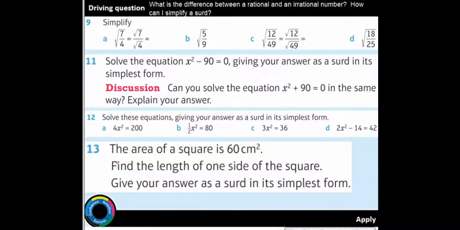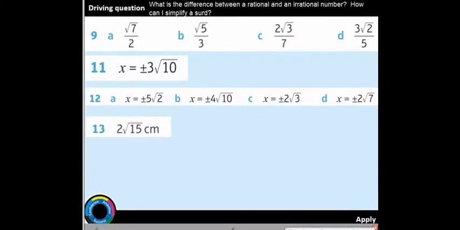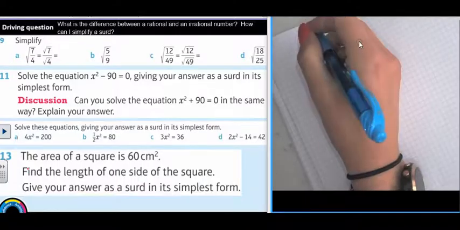Have you all finished? I'm about to show you the answers. Here are your answers. Now I'm going to take some time to go through the solutions to those questions.